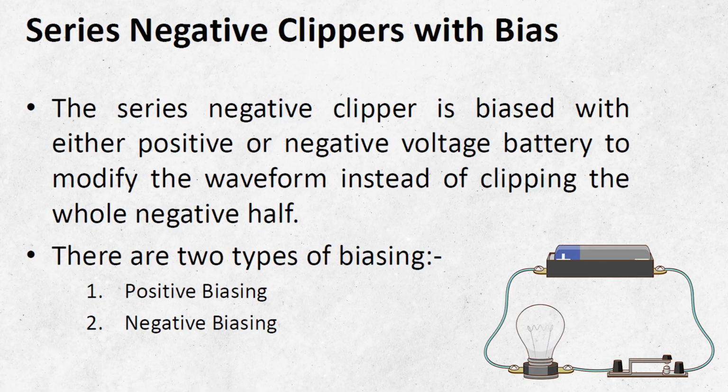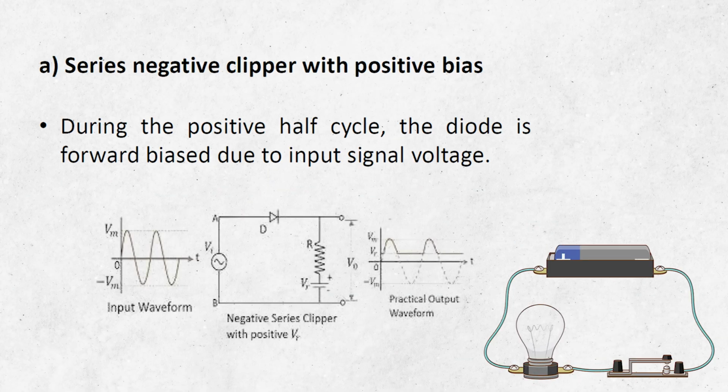Now, the biasing in series negative clippers. The series negative clipper is biased with either a positive or negative voltage battery to modify the waveform instead of clipping the whole negative half. So, again there will be two types of biasing, that is positive biasing and negative biasing. Let us see first the series negative clipper with positive biasing.